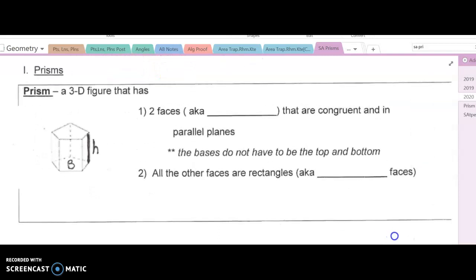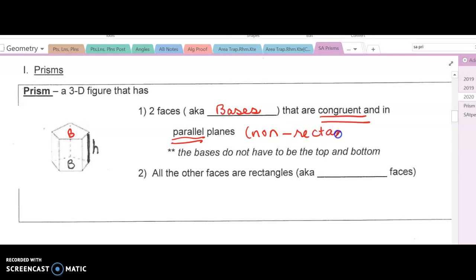So some main components that we need to know of a prism is that it has two faces, also known as bases, that are congruent and parallel. So the bases, by the way, do not have to be the top and bottom, but they're the two sides. I like to think of it as the non-rectangles. Which two sides of this prism, of this shape, are not rectangles? In this case, the two pentagons, and that's my clue that those are the bases.